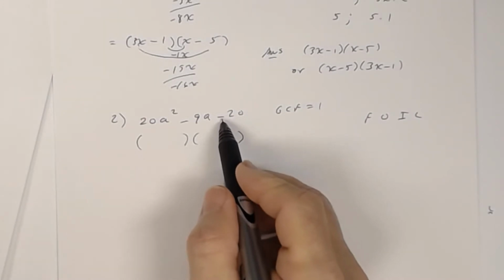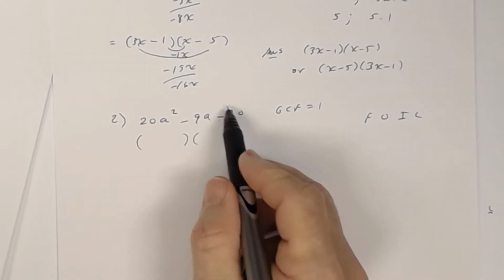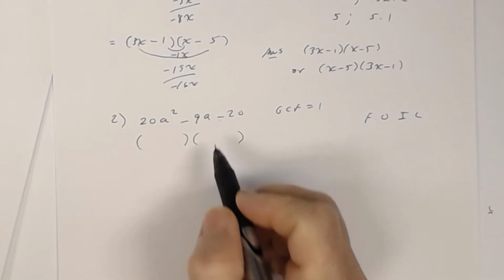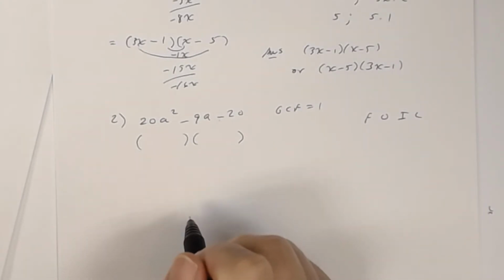So the last sign's negative. Now remember what that means is that in order for us to get negative 20, one has to be positive, one has to be negative. So you're going to see that as we go through this.